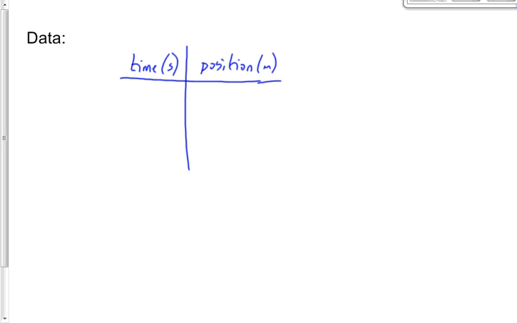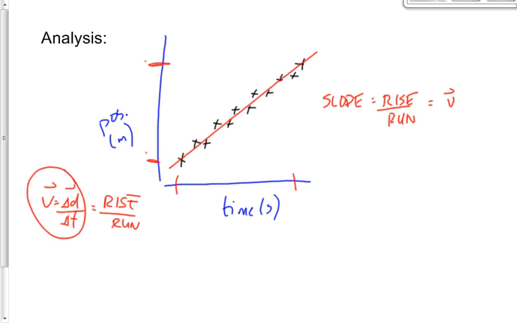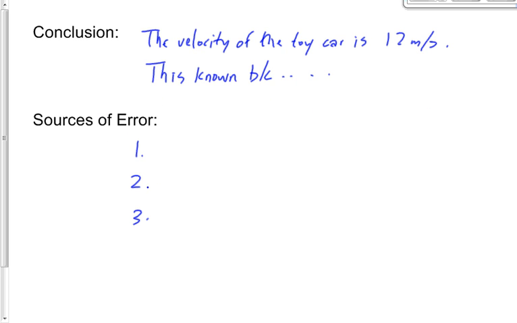You need procedure, you need a problem, you need the data, you need the analysis, which includes the calculation of the slope. I bet your spreadsheet's going to do that for you. Includes conclusion, which has two aspects to it, and it includes sources of error, where you're going to want to have 2 or 3 good sources of error.